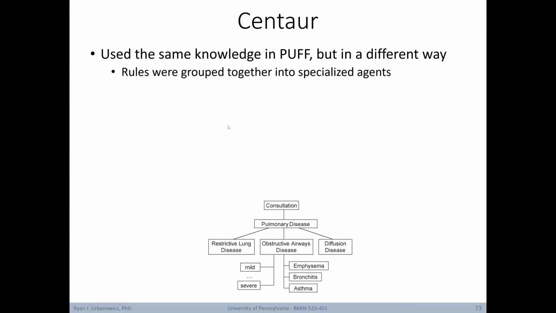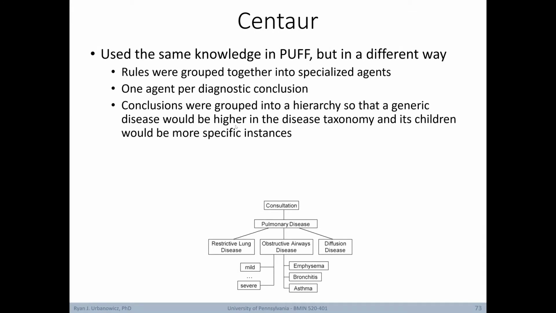Here, rules were grouped into specialized agents, and we'll learn more about agents in our next lecture. Here, one agent was assigned per each possible diagnostic conclusion. So in other words, one set of rules had ownership of determining if that conclusion was true or false. Conclusions were then grouped into a hierarchy so that a generic disease would be higher in the disease taxonomy and its children would be more specific instances. We could see an example of that down here.